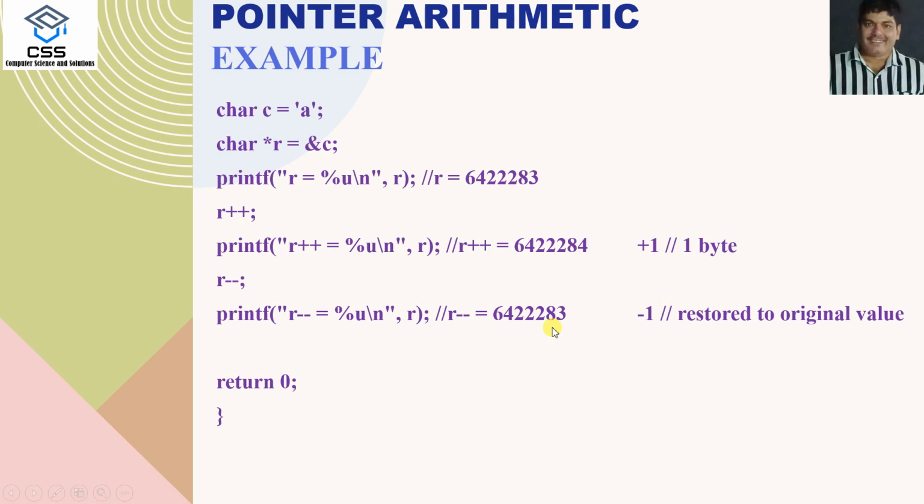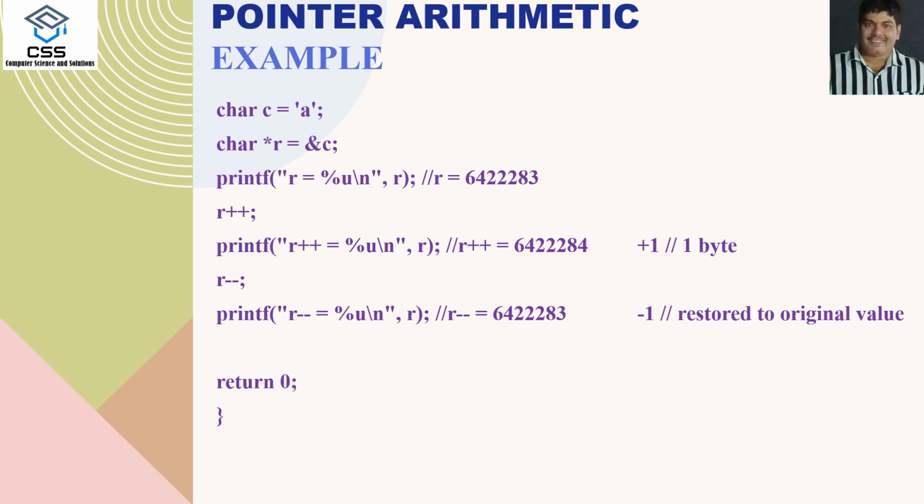Overall, however much space is consumed by the data type, that many bytes the address location will increase. If an integer consumes 2 bytes, the address is incremented by 2. If an integer carries 4 bytes, the address is incremented by 4. If a character carries 1 byte, the address is incremented by 1. If a float carries 4 bytes, the address is incremented by 4. If the data type is double, which is 8 bytes, the address will be increased by 8.